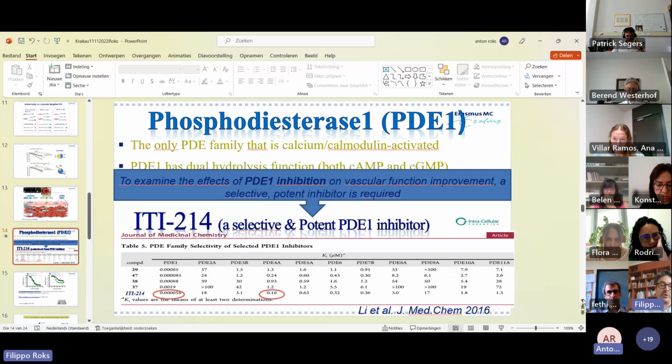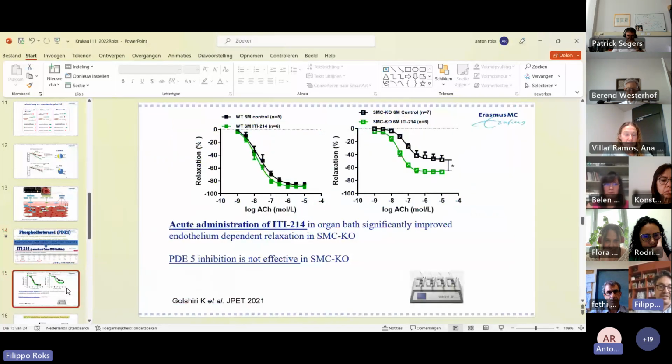But when we used ET14, which has now been registered as lenrispodun for preclinical studies, we saw a massive improvement of vascular function after chronic treatment. And also we found some improvement in renal tissue. That has not been published yet, but that will come soon, we hope. But here you can see on this slide how the response to acetylcholine is down compared to wild-type animals, and how lenrispodun is improving this.